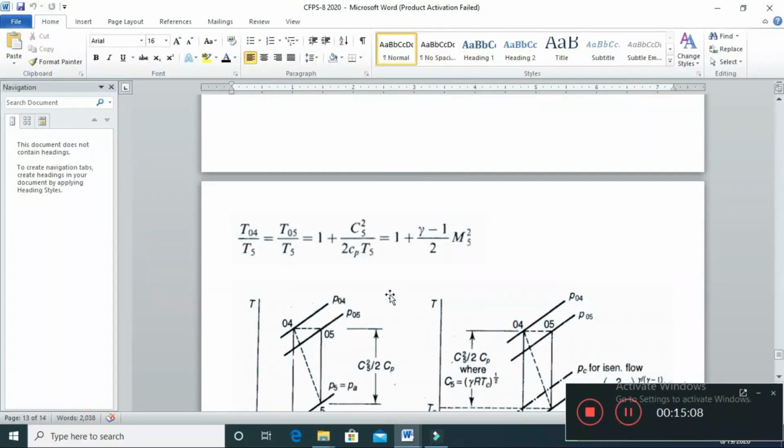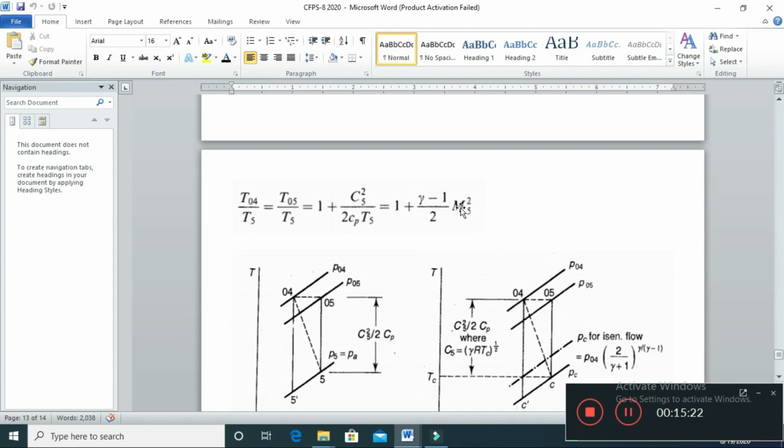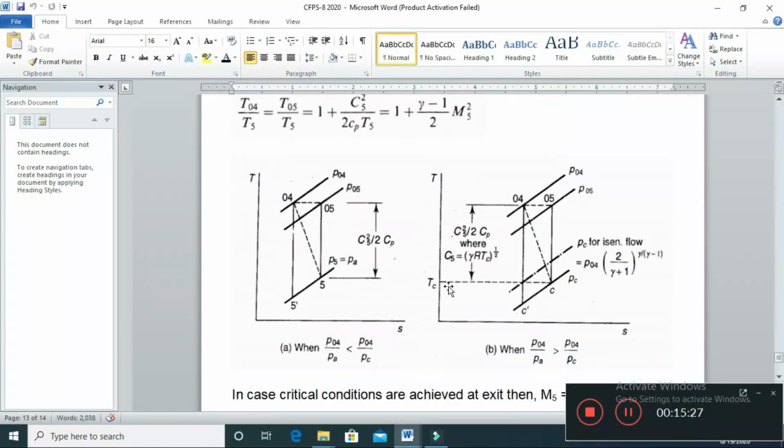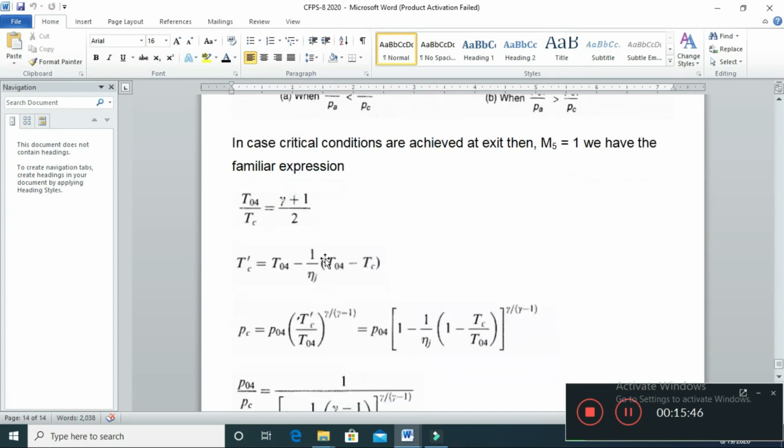So the exit velocity will be calculated using these general relations. But if the pressure is calculated and the pressure at the nozzle exit is higher than the ambient pressure, this means the nozzle is choked and Mach number is equal to 1. When Mach number is equal to 1, the equations are simplified. M5 will be equal to 1, and using this simplification we can convert our relations. This is the total temperature relation. Here M5 will be equal to 1, or MC, the critical Mach number, will be 1.